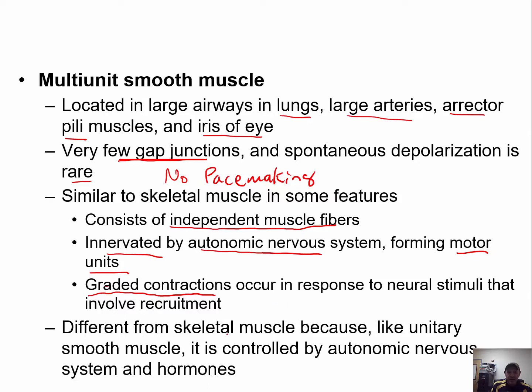But how is this actually different? Well, it's out of our control. This is the autonomic nervous system. And another thing that's different is that the smooth muscle here can respond to hormones, and that's not true of skeletal muscle. Skeletal muscle only responds to a neurotransmitter from a motor neuron.